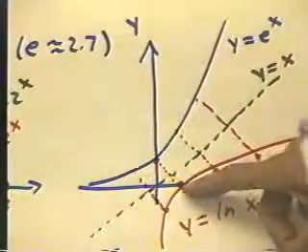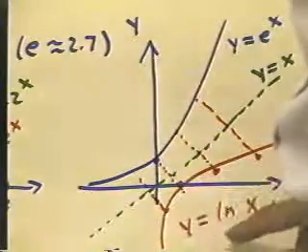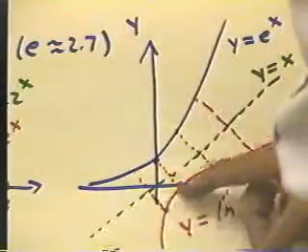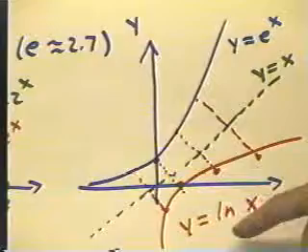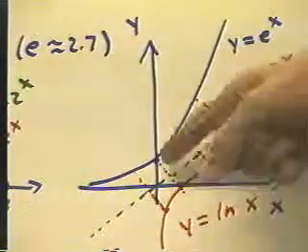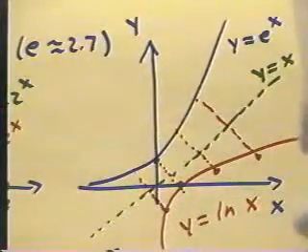This point has some real significance. At x equals 1, the value of this function, y equals natural log or ln of x, goes from negative to positive. So for x greater than 1, natural log of x is positive. For x less than 1, it's negative. And it goes on and it's asymptotic to the y-axis. There's no limit to how large these negative values can become.